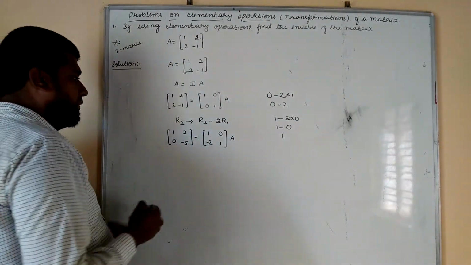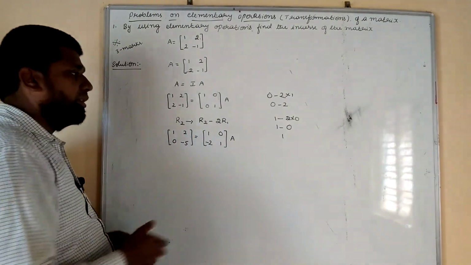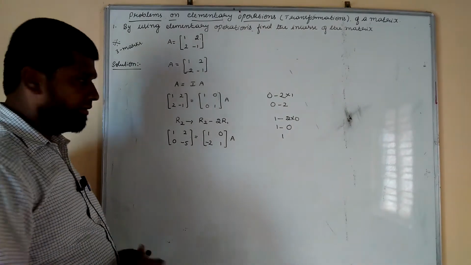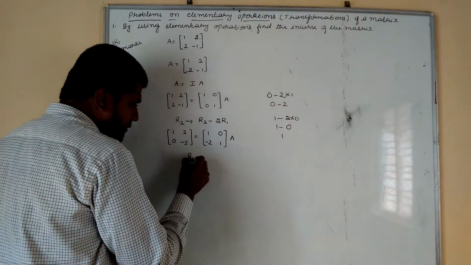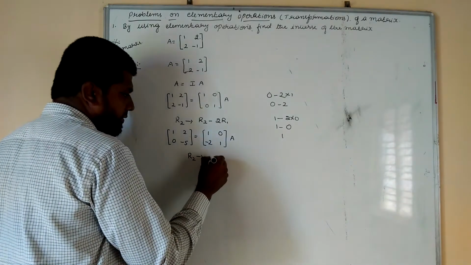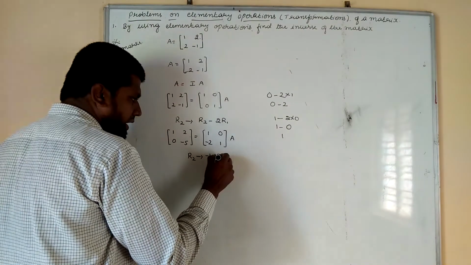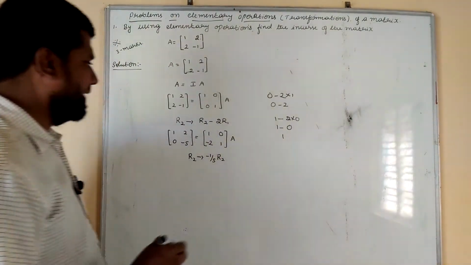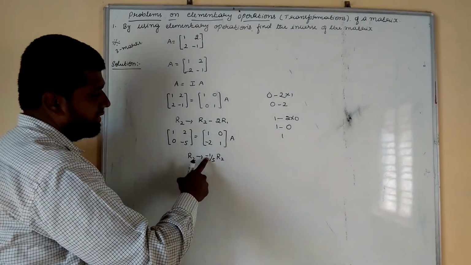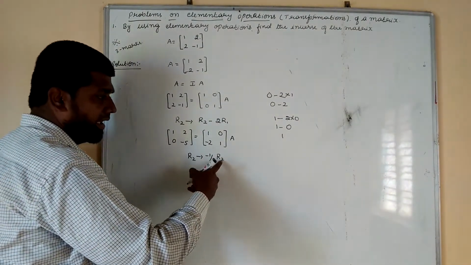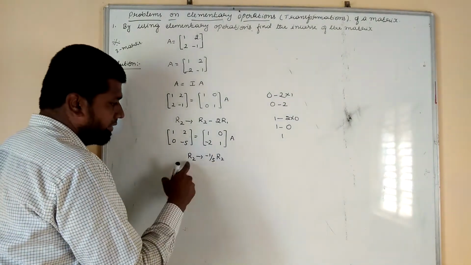Now we got the 0. Now we have to change the minus 5; to get 1 there, let us change it. R2 changes to minus 1 by 5 into R2, so you are applying the second operation here. A constant scalar multiple is multiplied with R2. If you multiply, you have to write what you get symbolically.